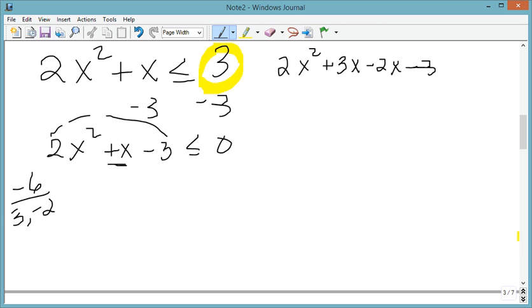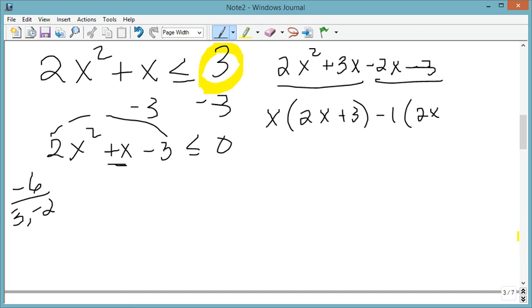Then I factor by grouping. So I pull the common factors out of this, which gives me a 2x plus 3. I pull the common factors out of here, which is just a negative 1, and I get 2x plus 3. So I pull out 2x plus 3, and I have x minus 1, and that's what it is factored. So that was less than or equal to 0.